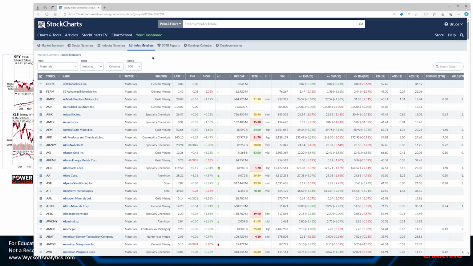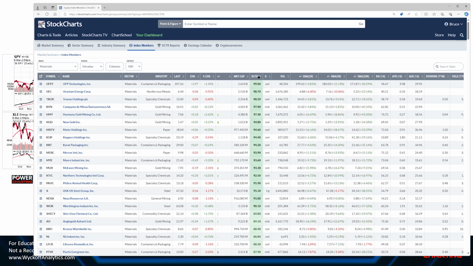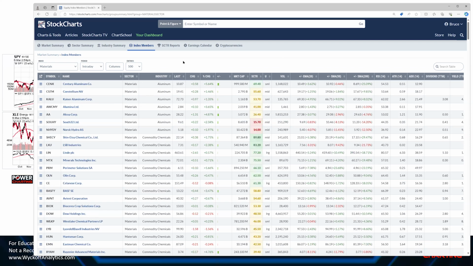Now, with that in mind, let's go to the great tool, the index members tool. I want you to do this as a homework assignment. What I've done here is I've gone to the materials sector. You can see all these sectors and you can drill into them, all the ones we just looked at. I'm going to concentrate on materials right now. What I like to do is to sort by Scooter. So now they're sorted highest to lowest. And then I like to sort by industry. Now we have all the industries in order in the materials sector, sorted by industry and by Scooter strength.